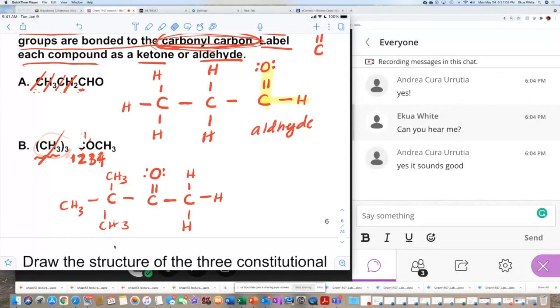Let me check to verify. I do have 1, 2, 3 central atoms, right? These 3 were essentially that, and that.